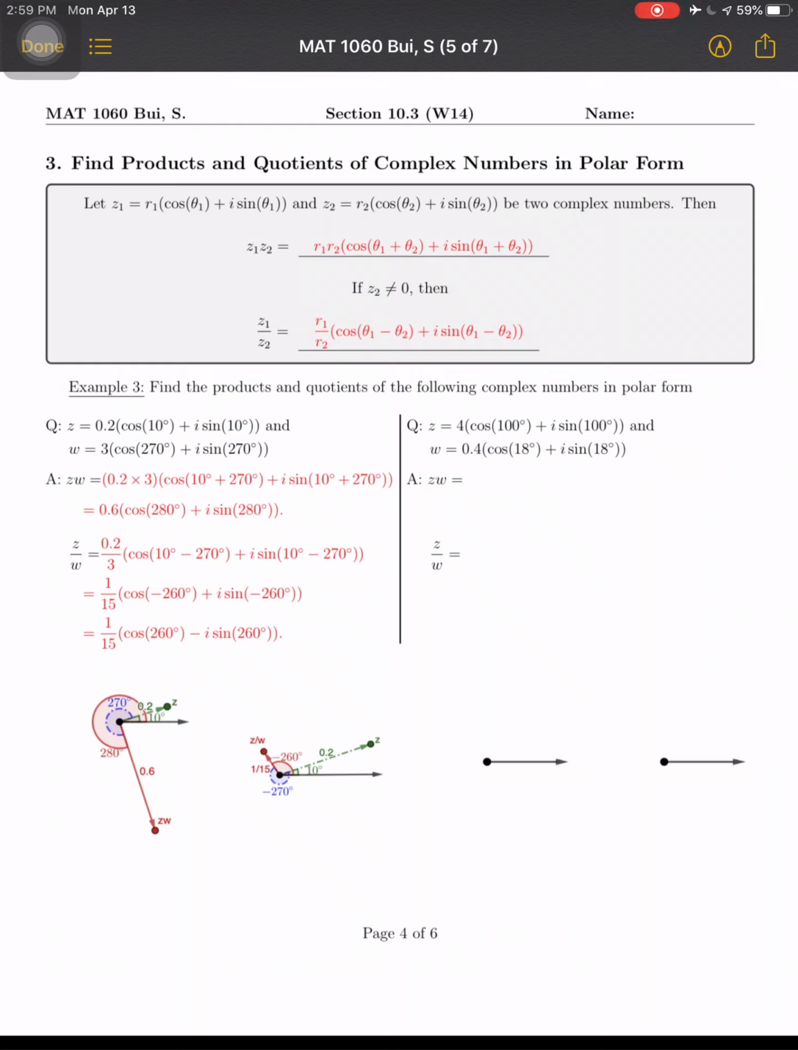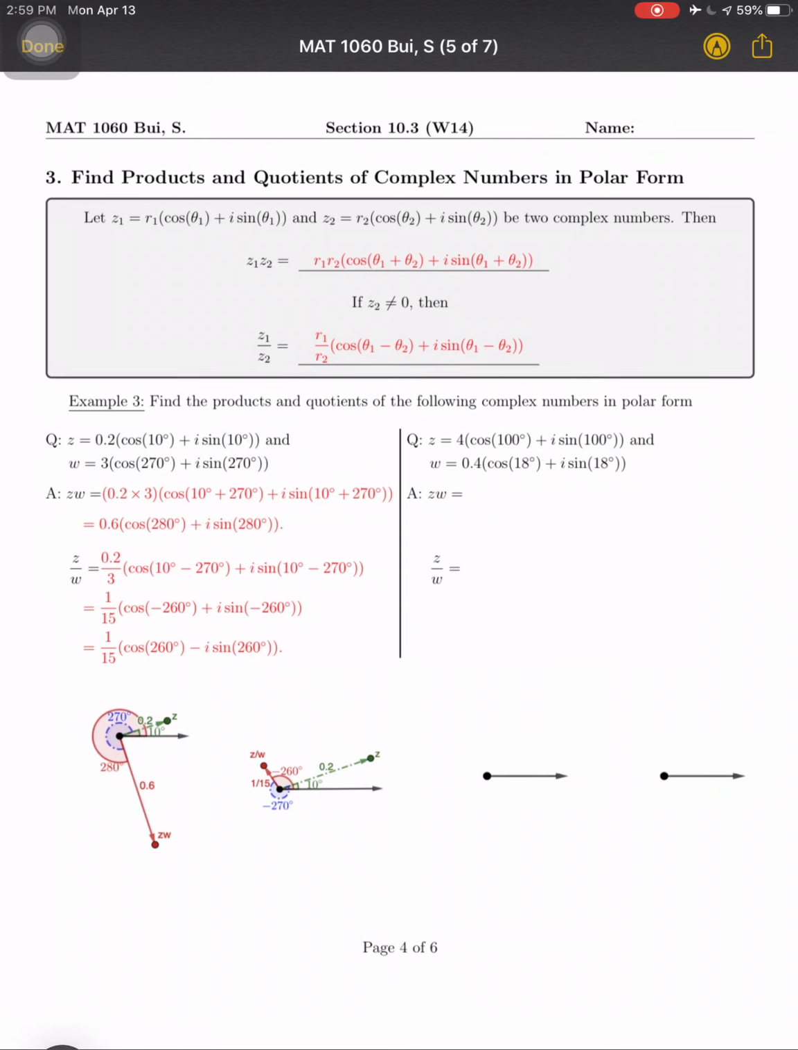It will be interesting if you want to read it. Okay, and what else do I want to say in here? Oh, okay. So given that we have two complex numbers, I'm going to call them Z1 and Z2. Z1 would have R1 as radius and theta 1 as angle measurement. Z2 will have R2 as radius and theta 2 as its angle measurement.